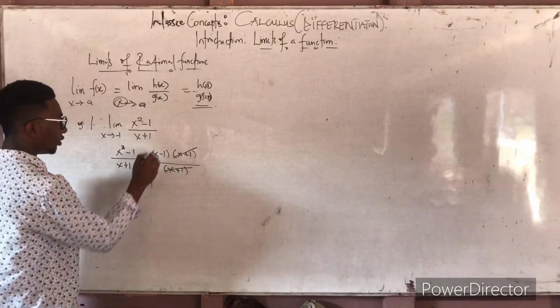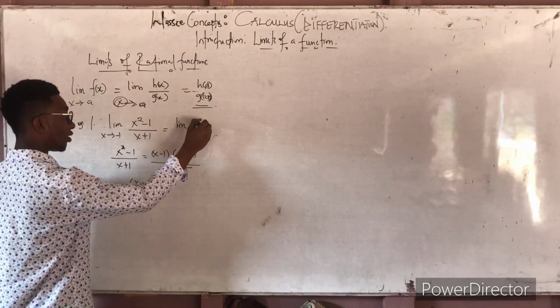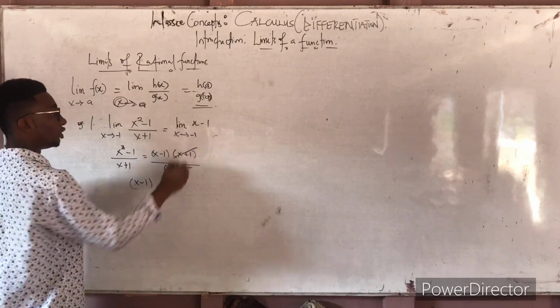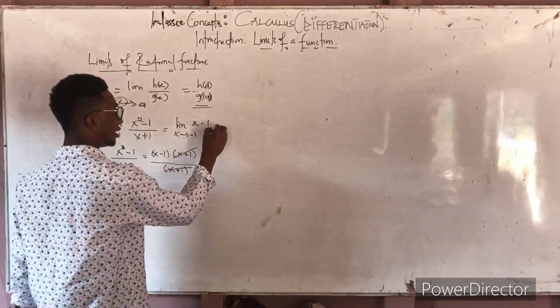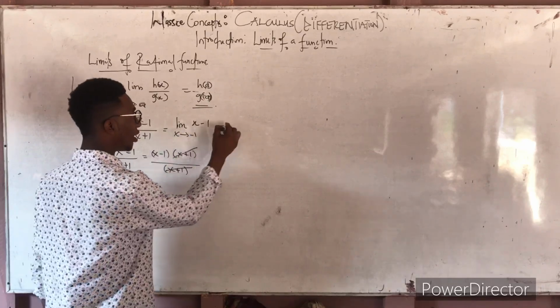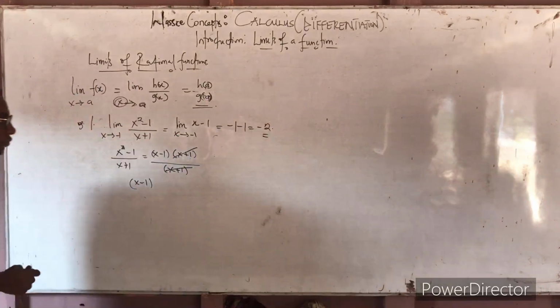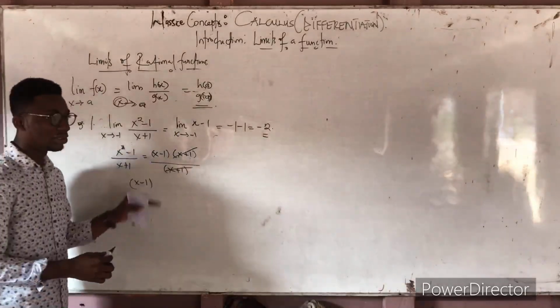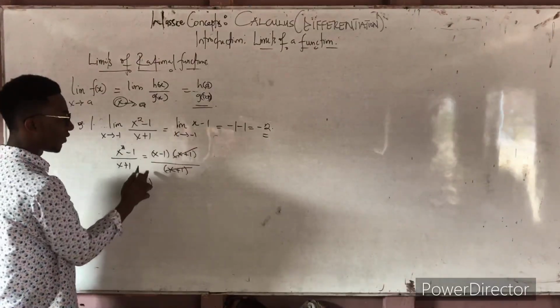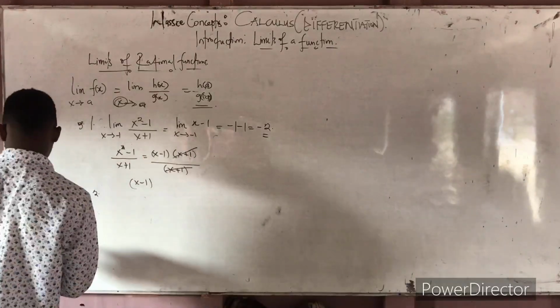x minus 1. So therefore the limit here can now be the limit of x minus 1 as x approaches minus 1. And when you do this, the value of x around the limit a becomes negative 1 minus 1, which is equal to what? Negative 2. So anytime you have a rational function, you have to simplify the rational function first. Okay, let's take another example.